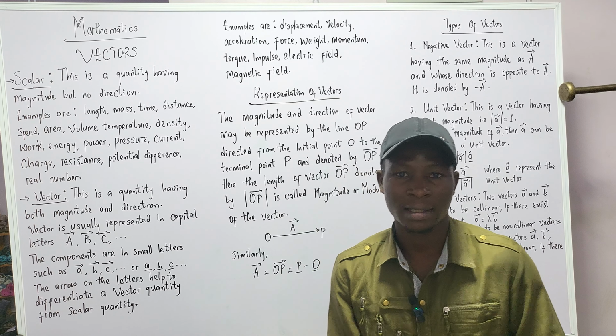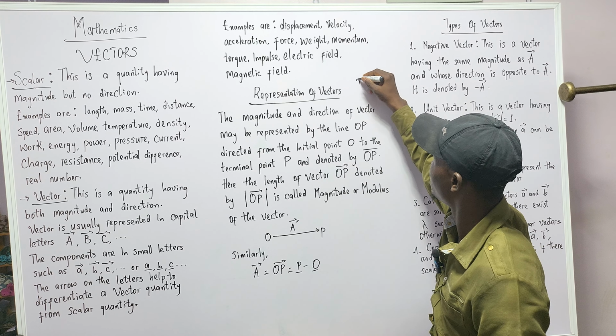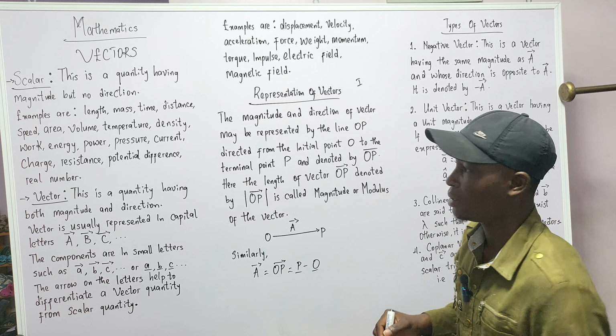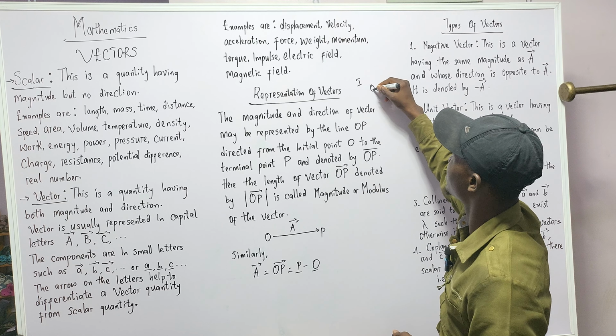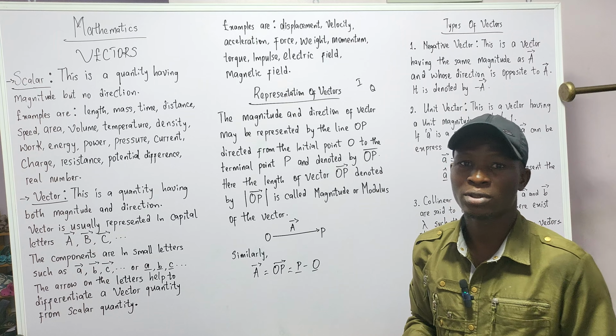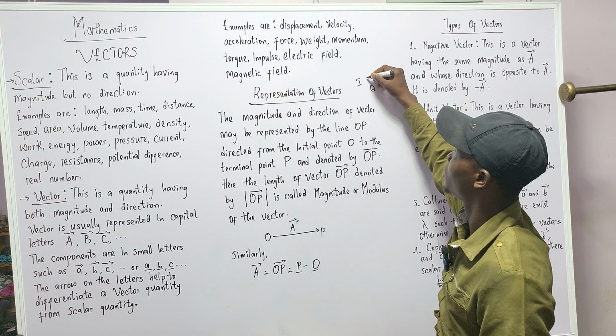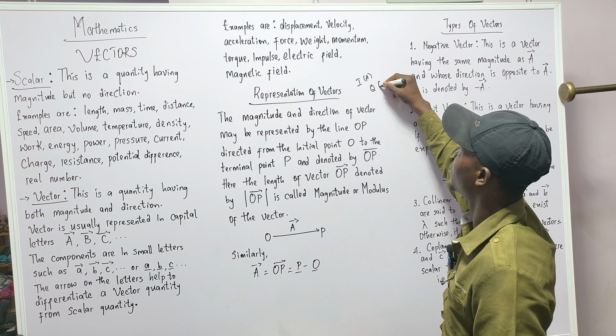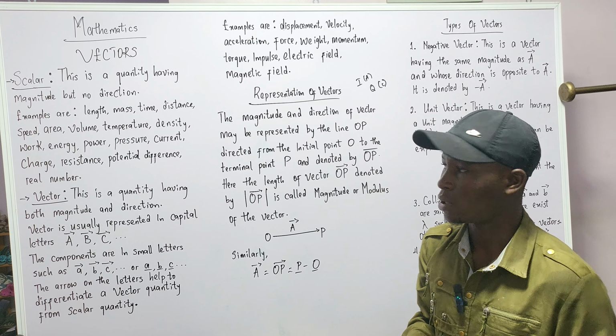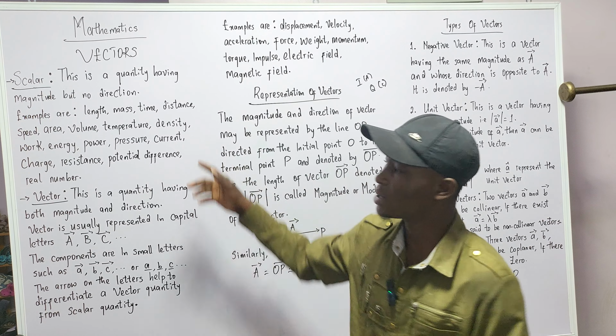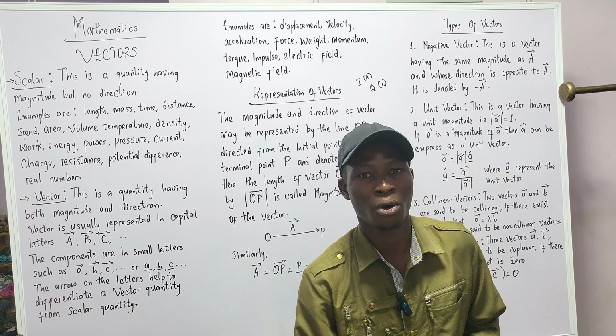You all know what current is. This is the symbol for current, I. And charge has the symbol Q. So there are two different things. What is the unit of current? The unit of current is the ampere, while the unit of charge is the coulomb. They are both scalars. So these are the examples of scalars.